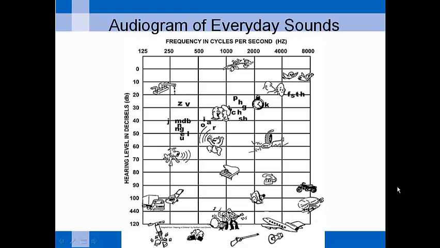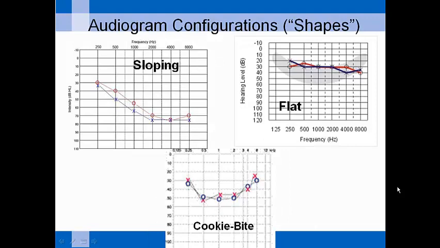So some sounds, depending on the degree and the shape of the hearing loss, some sounds children may be able to hear just fine. Other sounds they may not be able to hear well or not hear well at all. And we'll look at a couple of examples. Any questions about this picture at all? No? Okay. If you do have any questions, just let me know.